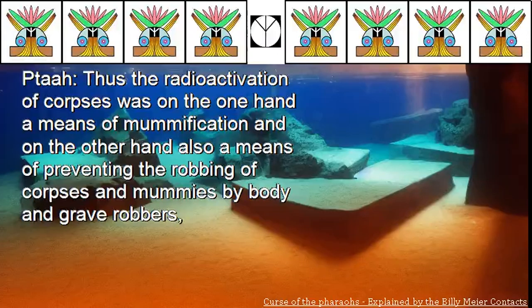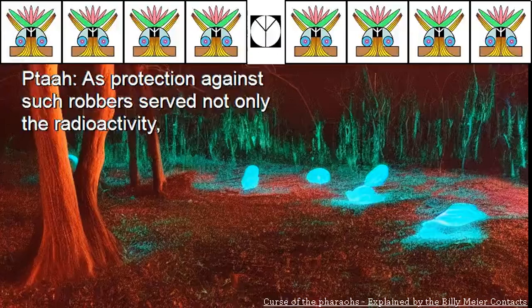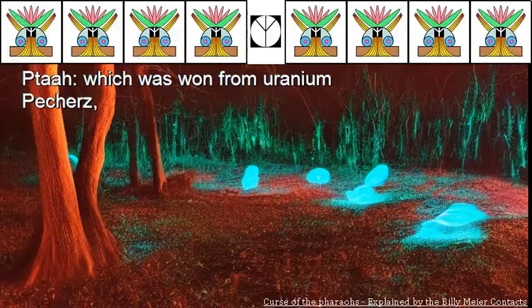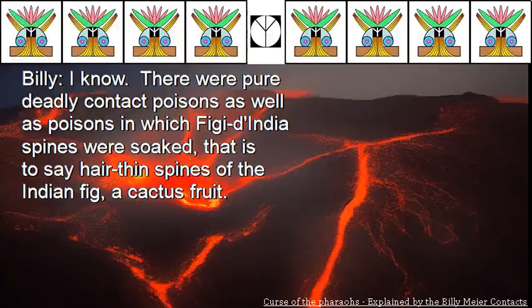Thus, the radioactivation of corpses was on the one hand a means of mummification, and on the other hand, also a means of preventing the robbing of corpses and mummies by body and grave robbers, which already existed in very old times. As protection against such robbers served not only the radioactivity, which was won from uranium peckers, uranium mica and carnotite, and is both chemically and radiologically very poisonous, but also extremely long-lived, and many millennia effective poisons and gases were used.